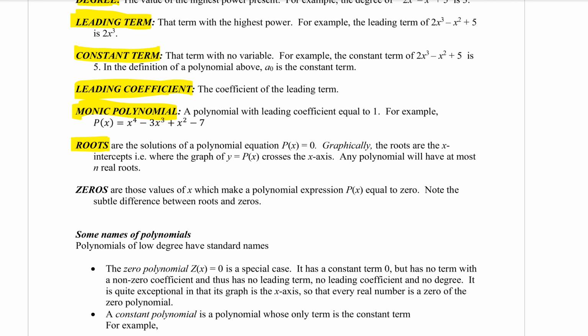And zeros. Zeros are those values of x which make the polynomial equal to 0. Note the subtle difference between the roots and the zeros.